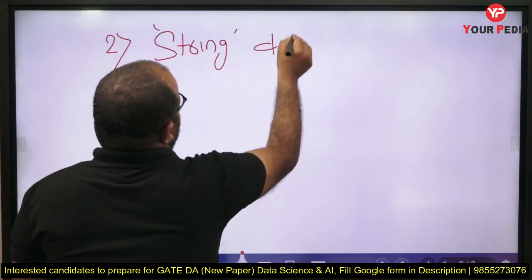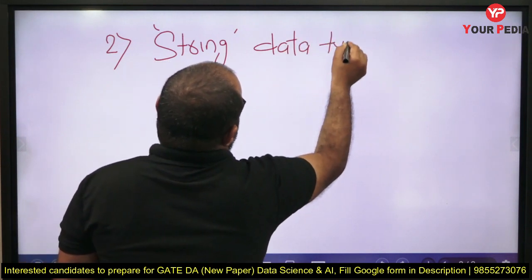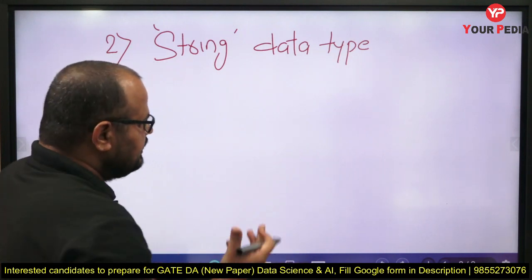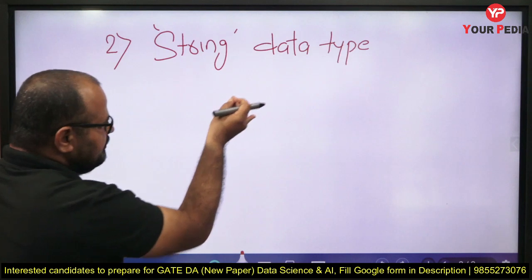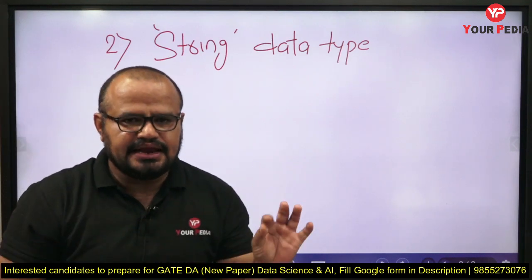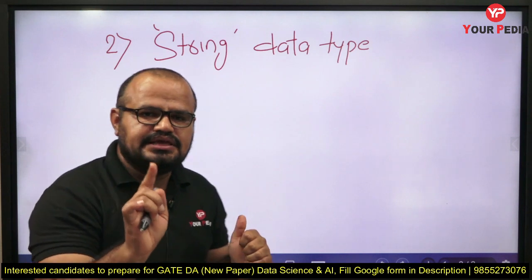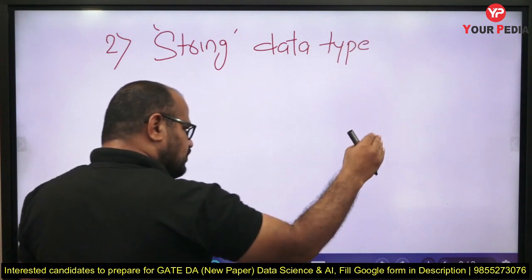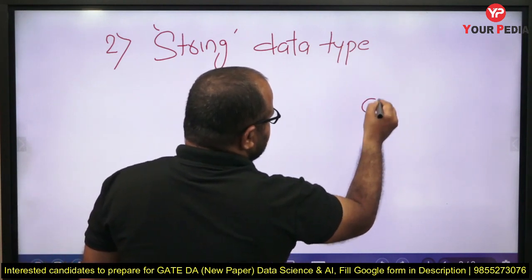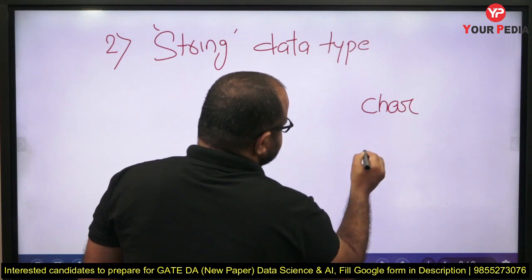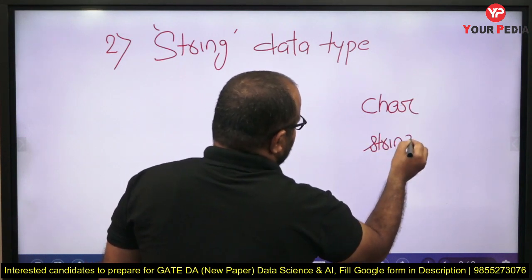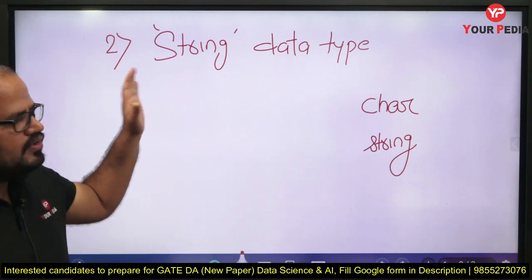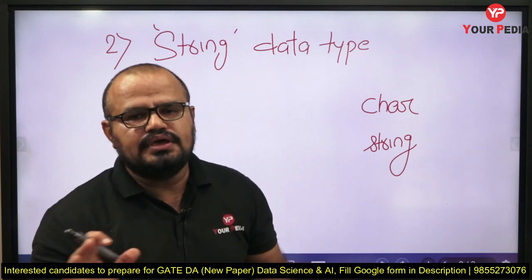String data type. It is a sequence of characters. See my dear students, again one more difference between C and Python is, in C we have two different types of data: one is char, which means character, and one is string.